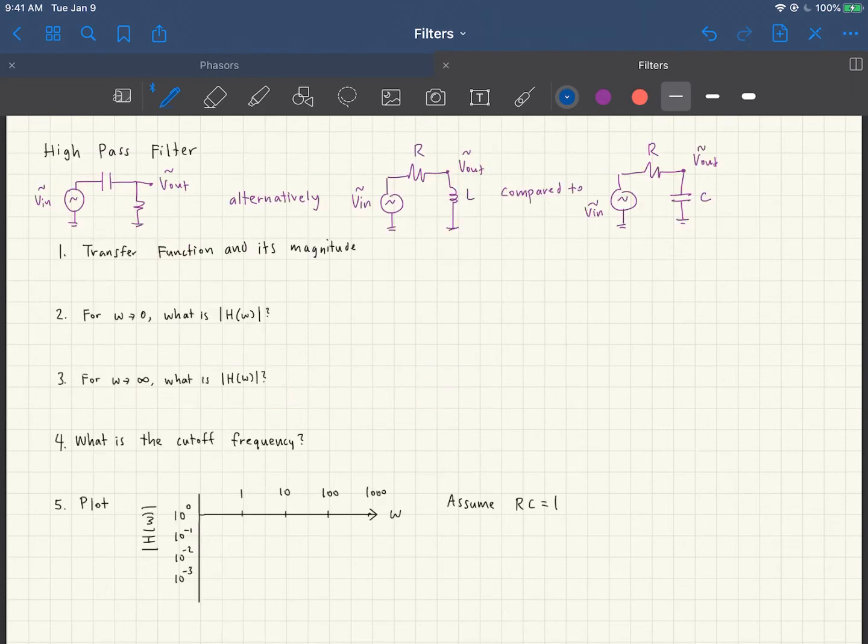Let's take a look at a high-pass filter. A high-pass filter is designed with a capacitor, then a resistor, or alternatively, a resistor, then an inductor, in comparison to a low-pass filter, which is a resistor, then a capacitor.